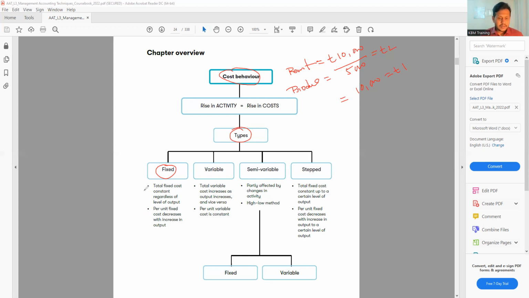So you can see here, total fixed cost is constant regardless of the level of output, while per unit fixed cost decreases as output increases. So this is the explanation of that.